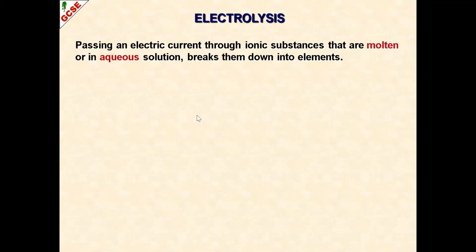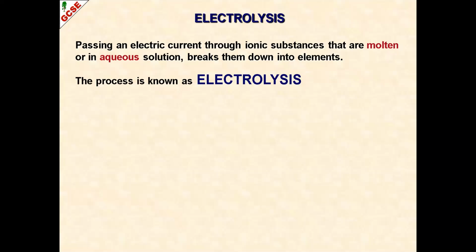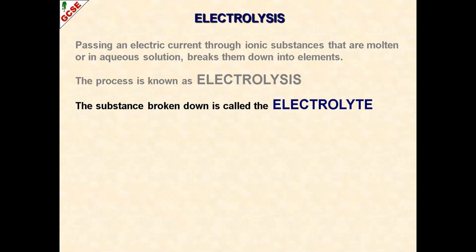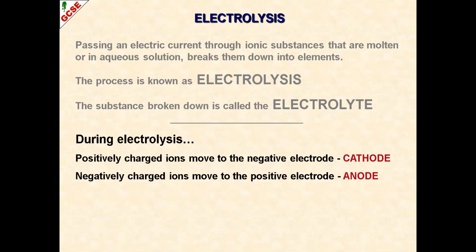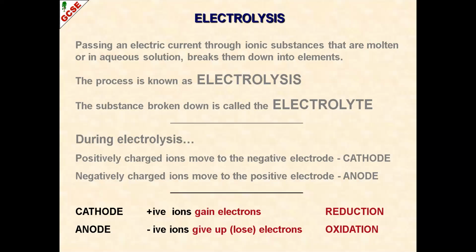So we discussed that when we pass an electric current through ionic substances that are molten or in aqueous solution, they are broken down into elements, and this is known as electrolysis. And the substance that we break down is known as the electrolyte. Now in electrolysis, as we discussed, the positively charged ions will move towards the cathode or the negative electrode, and the negatively charged ions will move to the anode or the positive electrode.